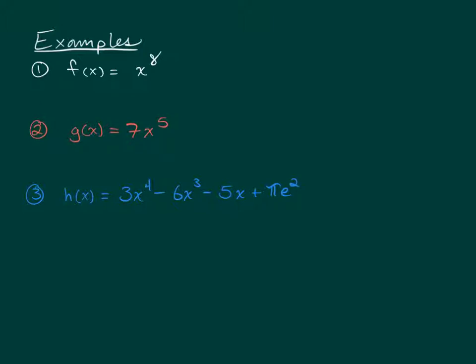This first example makes use of the power rule. You can see we have f of x equals x to the 8th power. So in order to find the derivative of this, f prime of x, I want to bring down the exponent to the front. So we have an exponent 8. So the 8 will come into the front as the coefficient now.